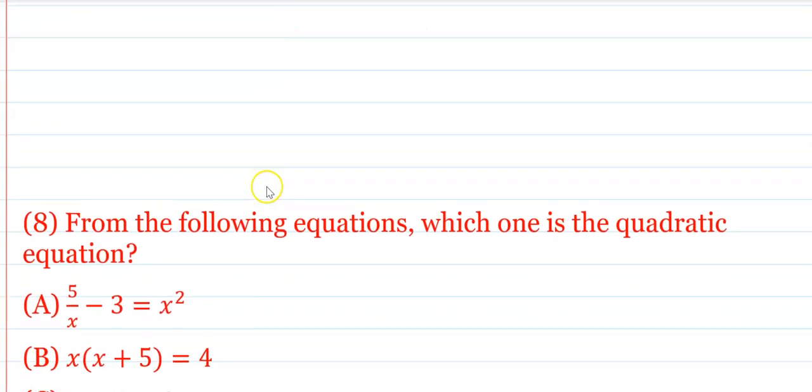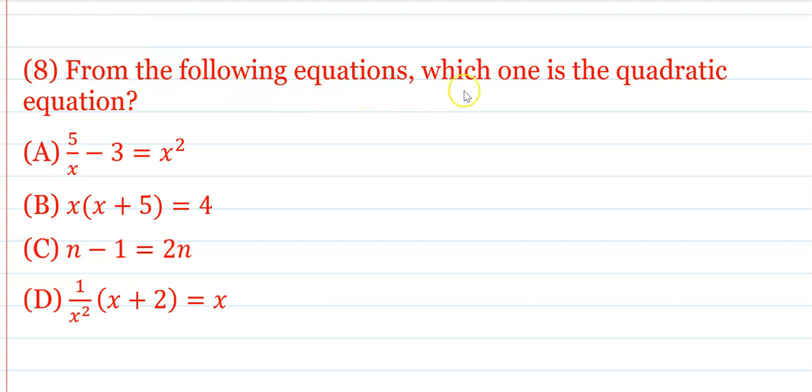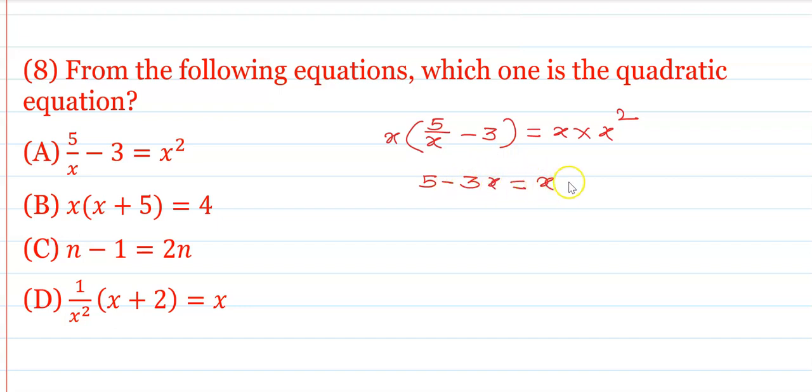Okay. Now the next, from the following questions, which is the quadratic equation? खालीलपैकी कोणतं quadratic equation तुम्हाला ते सांगायचं आहे. For that, हे simplification आपल्याला करायचे. Multiply on both sides by x. If you multiply on both sides by x, then what you will get? That is x in bracket 5 upon x minus 3, x into x square. X into 5 by x, you will get 5. X into 3, that is you will get minus 3x. And overall here you will get x cubed. Therefore this is not the quadratic equation.